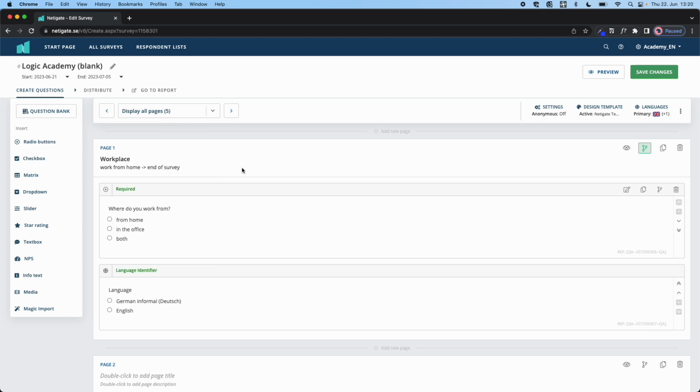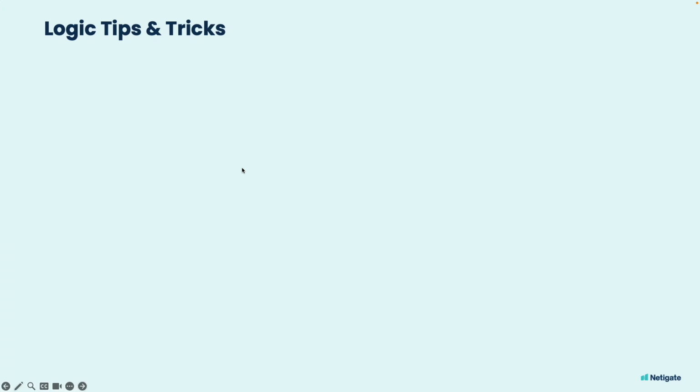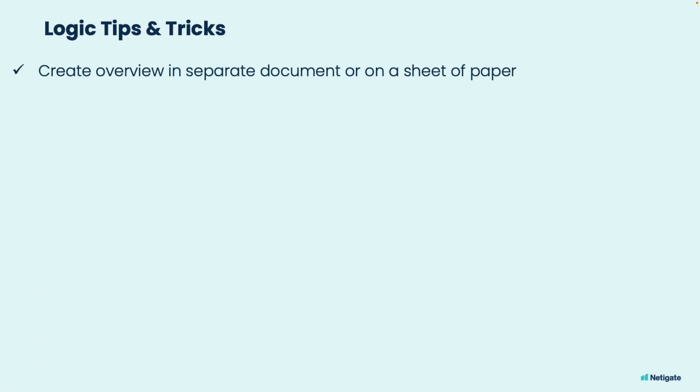Now, before we look at different ways of working with logic, I would like to share some tips and tricks that you should pay attention to when you're working with logic. The first one is you should always create an overview in a separate document or a separate piece of paper if you would like to work with logic. We don't have a logic tree in Netigate that you can navigate with, so it makes most sense to create yourself an overview so you don't get too confused, especially when it's a bit more complex.